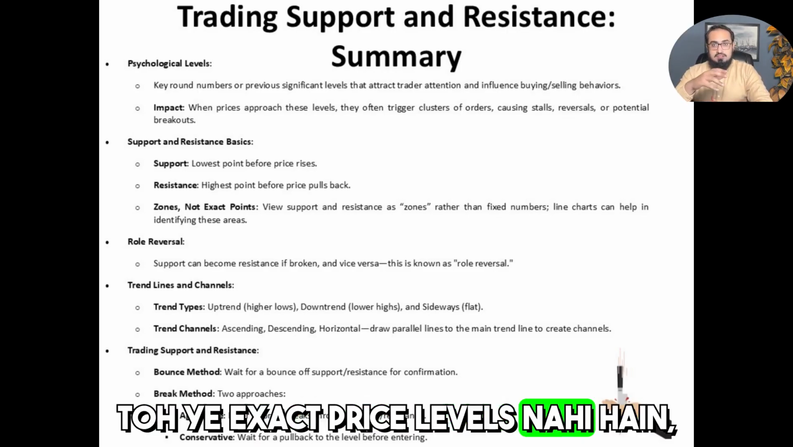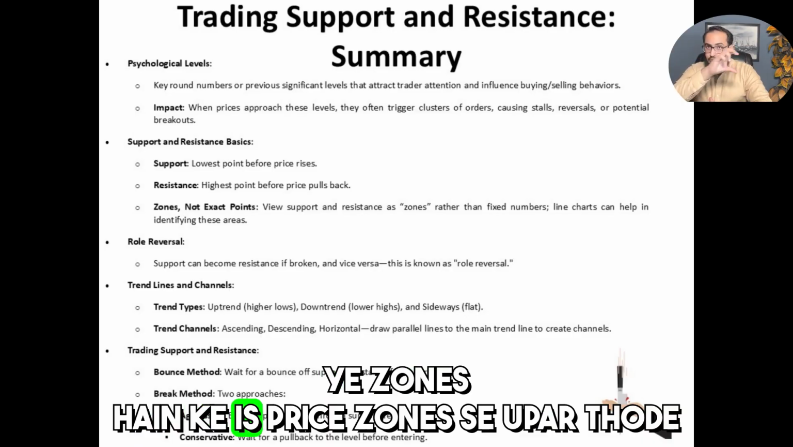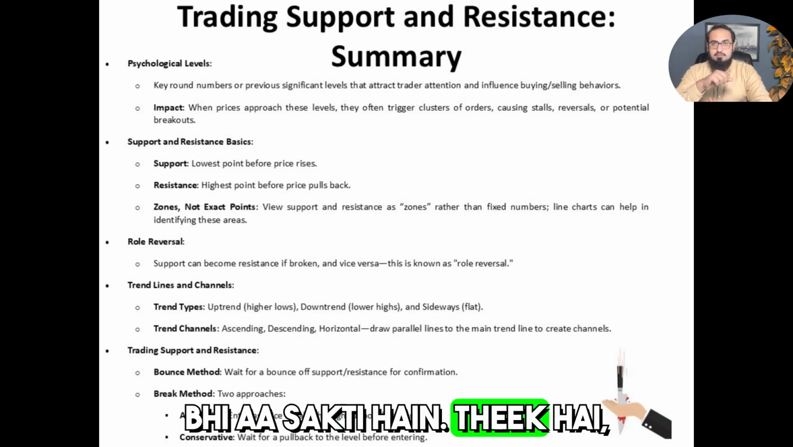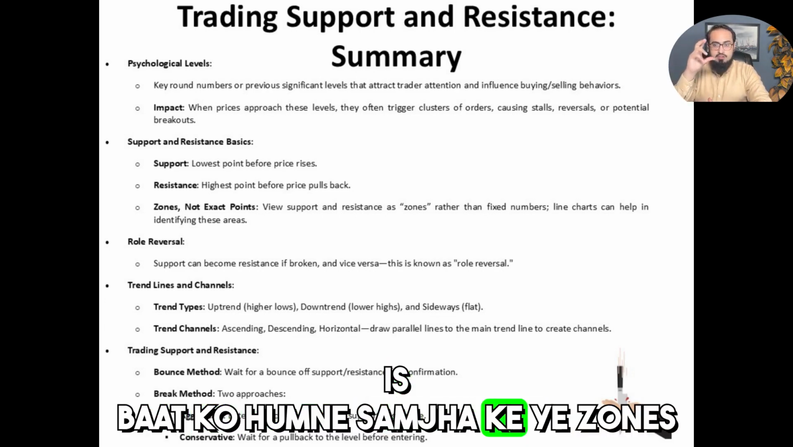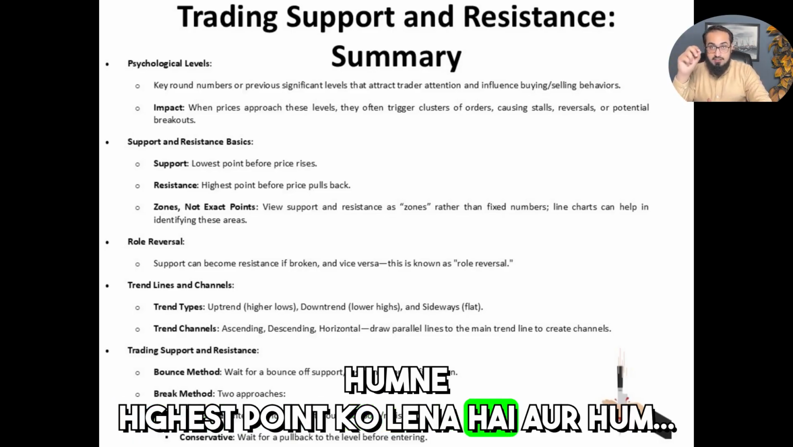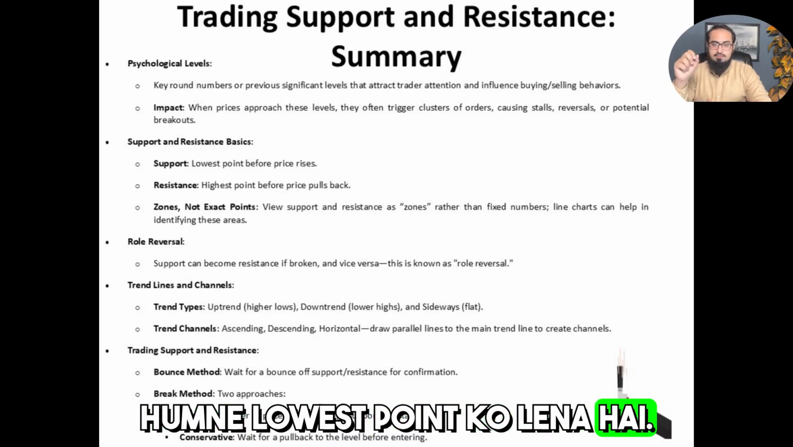So these are not exact price levels, not exact numbers. This is a zone. The price can go above this price zone with some momentum and then come back down. All right, we understood that this is a zone and how to draw them. For resistance, we have to take the highest point, and for support, we have to take the lowest point.